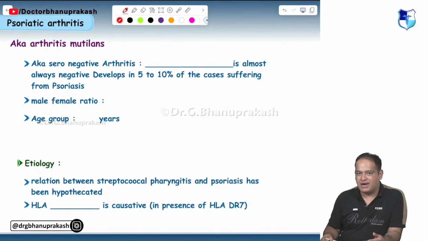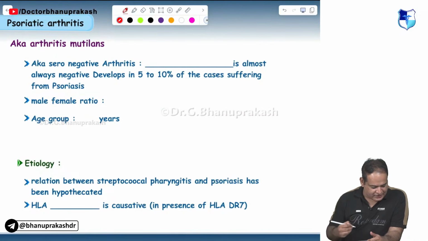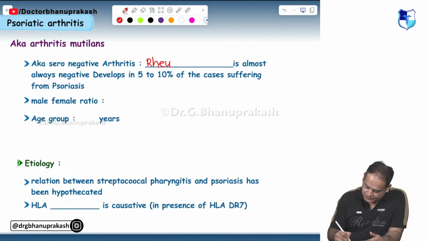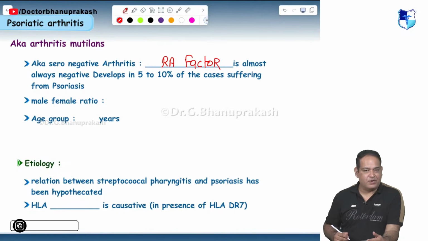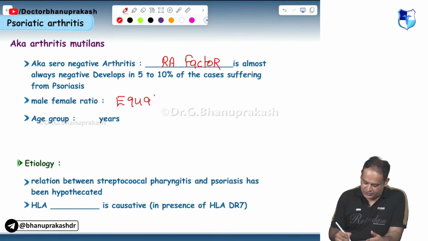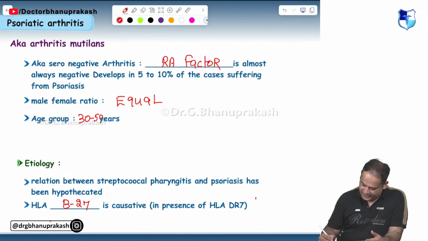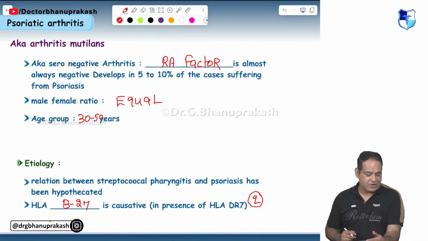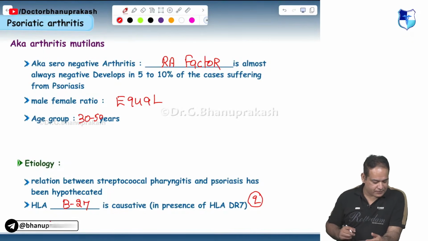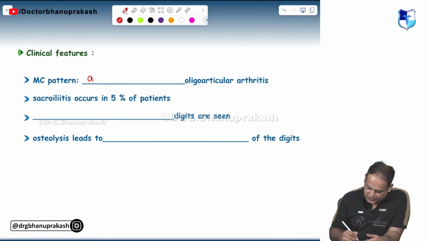So next is psoriatic arthritis. Now it is called seronegative arthritis. Why is it called seronegative arthritis? Because RA factor is almost always negative in all the patients. Male-female ratio is equal. Most common age is 30 to 50 years. And the associated factor is HLA-B27, right?